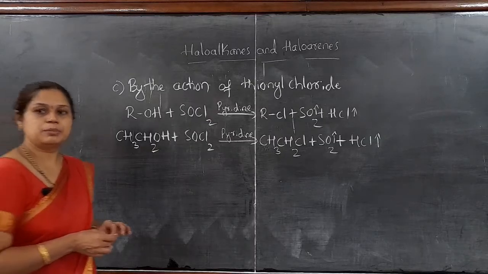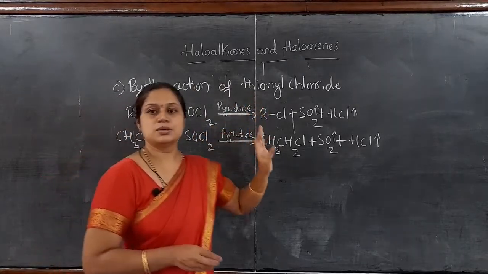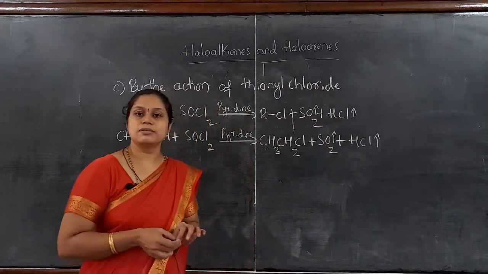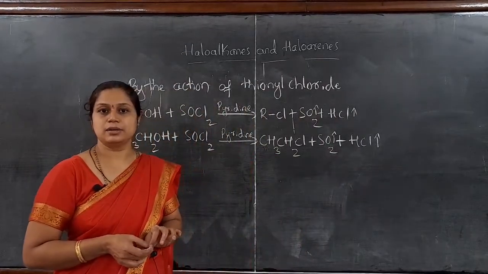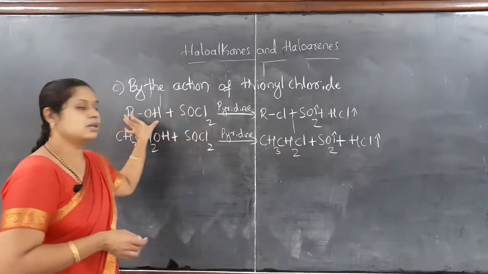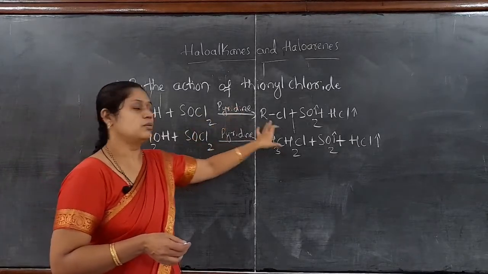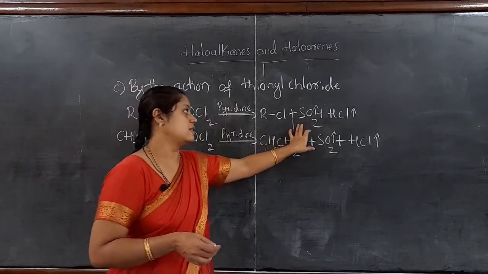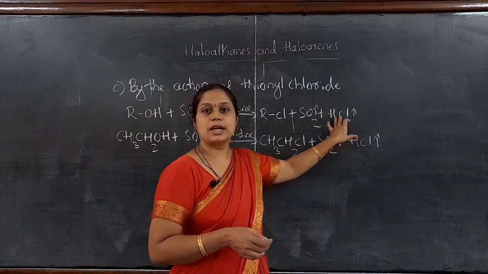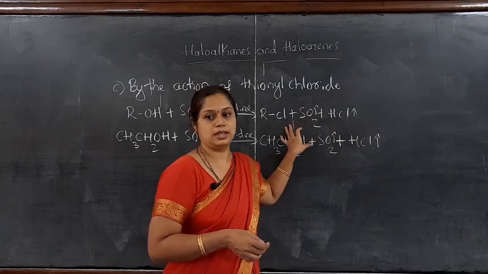Next, we can prepare by the action of thionyl chloride here. The chloroalkanes can be prepared from alcohols by refluxing alcohol with thionyl chloride in presence of pyridine. So alcohol, when it is refluxed with thionyl chloride in presence of pyridine, we are going to get a chloroalkane, SO2 and HCl, which are in the gaseous form. Hence, this is the best method of preparation of the chloroalkanes.